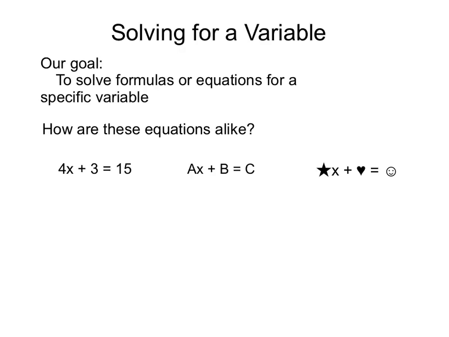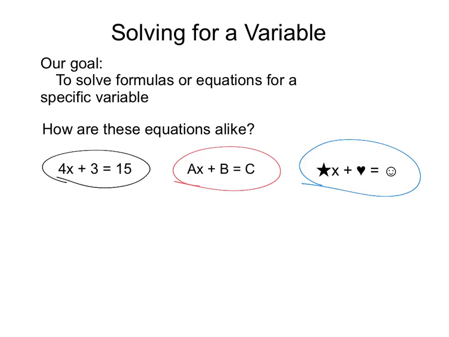So when we do a topic like solving for a variable, what we mean is that we want to solve a formula or an equation for a specific variable, meaning that we want to basically rearrange the terms. So if you take a look at these three equations down here, I got this one, 4x plus 3 equals 15. I got that one, ax plus b equals c. I got that one, star x plus heart equals happy face. Can you tell that they're all the same types of equations?